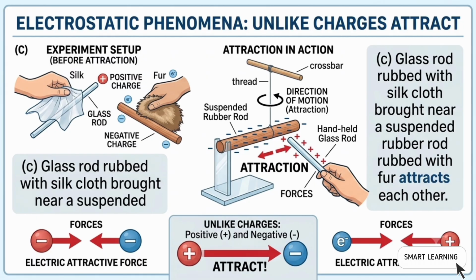But what happens when we mix our rods? Take a look at the diagram at the top. When we take that positively charged glass rod and bring it near the negatively charged rubber rod, the exact opposite happens. Instead of twisting away, the suspended rod swings right toward the other one. They are powerfully drawn to one another. And this gives us the second half of our foundational bedrock rule of electrostatics. While like charges repel, opposite charges always attract.